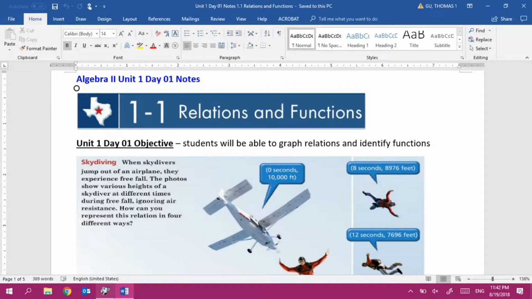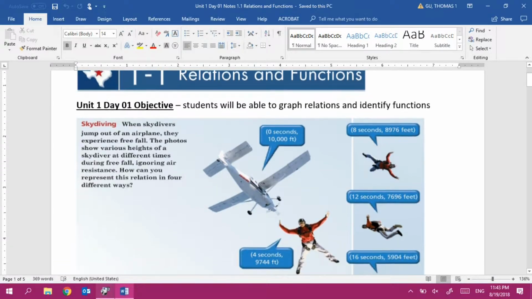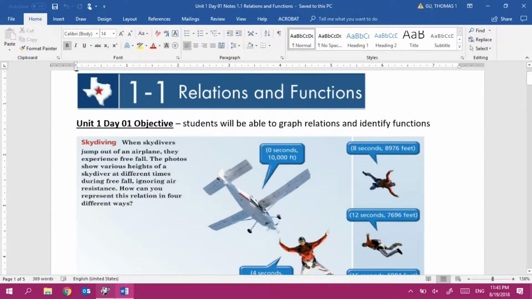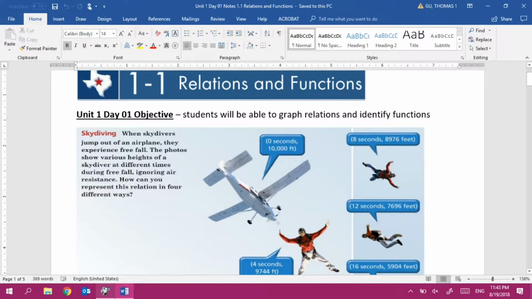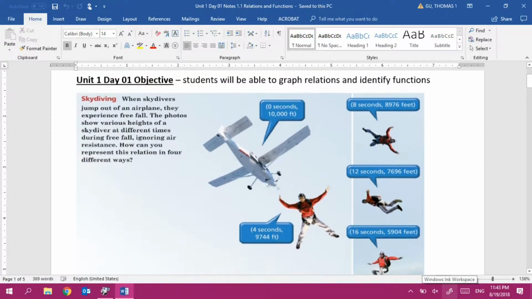So we're starting off Unit 1, Section 1. It's all about relations and functions. The Unit 1, Day 1 objective: we're going to be able to graph relations and identify functions. All right, let's just take a look at this right here.